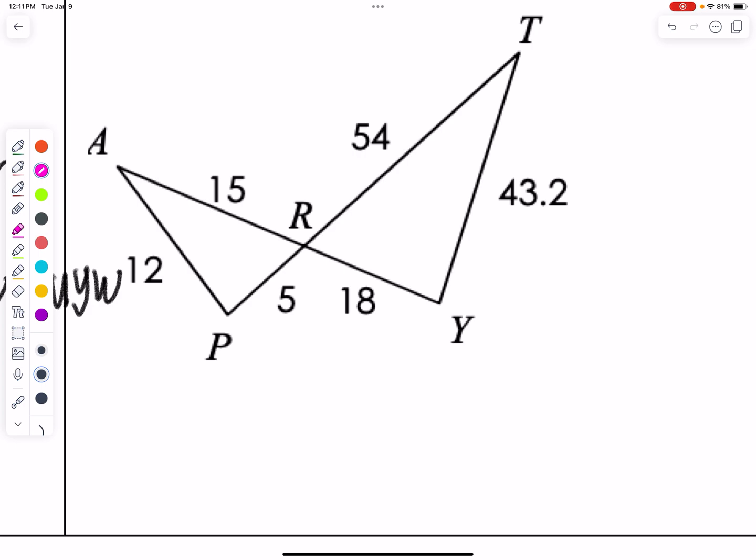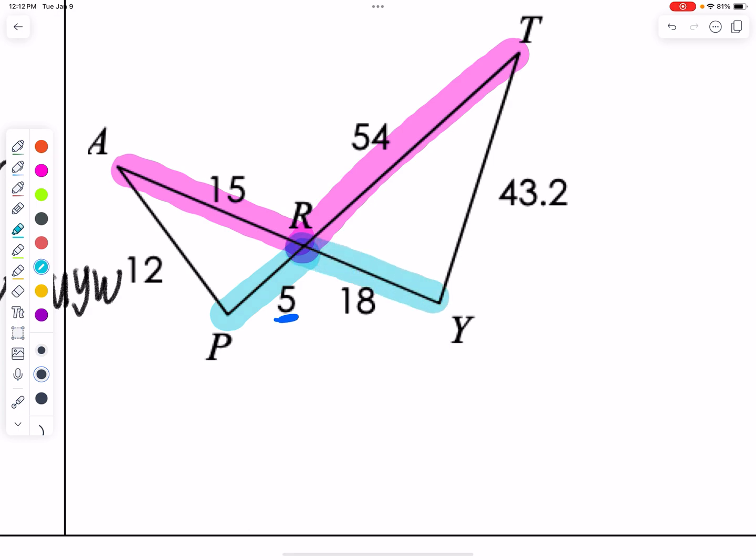And so when I am looking at the 15 and trying to decide who it corresponds to, 15 is bigger than the 5. Like when I'm looking at those 2 pieces, 15 is bigger than this 5. So I want to put that with the bigger piece between 54 and 18. So these 2 pink ones are going to correspond. 5, the smaller piece, corresponds to the smaller piece. And then again, we've got the 12 corresponding to the 43.2.